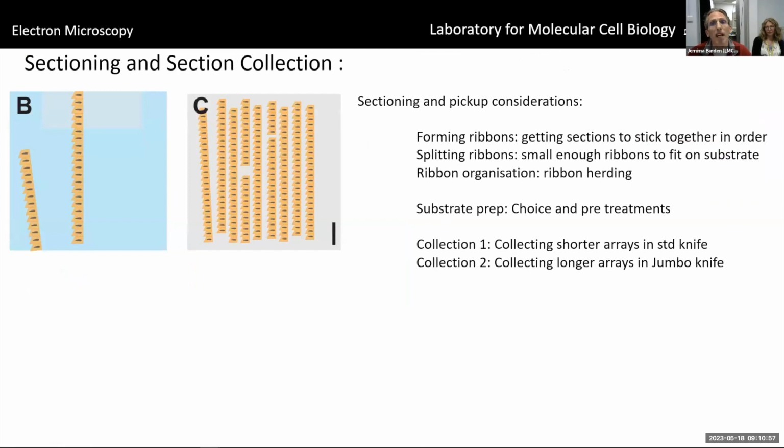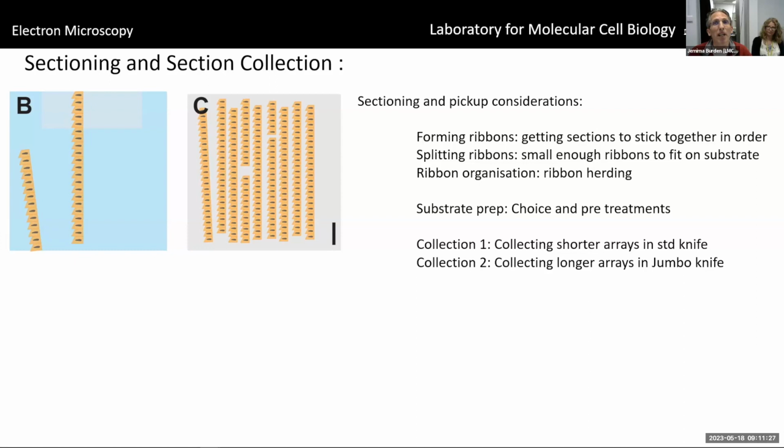So you've trimmed down your block face and you're ready for sectioning. Before you start that, there's a few things you want to consider. How you can encourage your sections to form ribbons, for your sections to stick together to stay in order. How you're going to split those ribbons to get them in manageable chunks for pickup on a finite size substrate. And then how you're going to organize those ribbons to get them all together so you can pick them up. Talking of substrate, you're going to have to think about what you're going to pick up on and perhaps any pre-treatments you're going to do to make life easier for yourself.